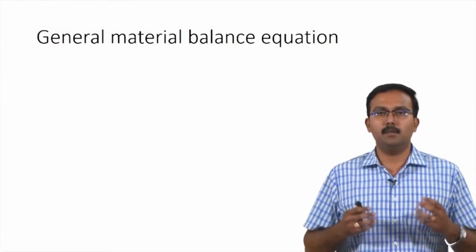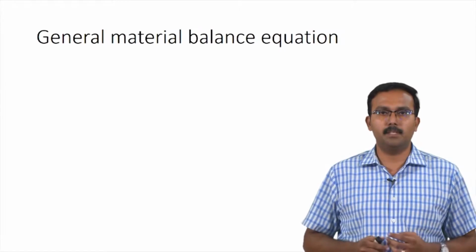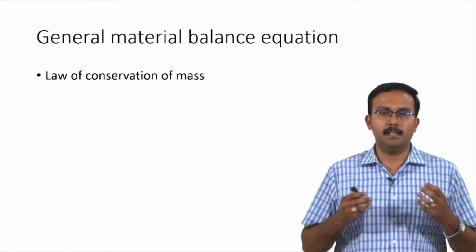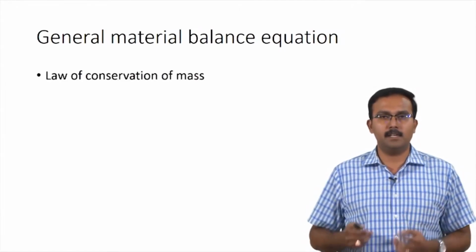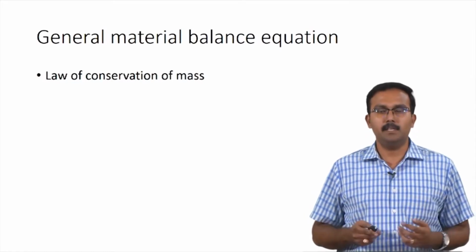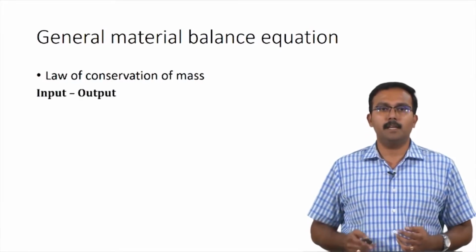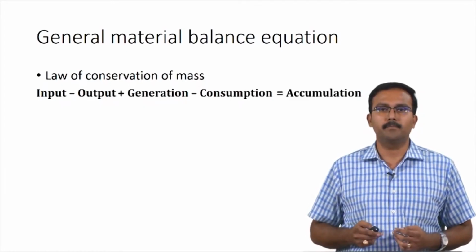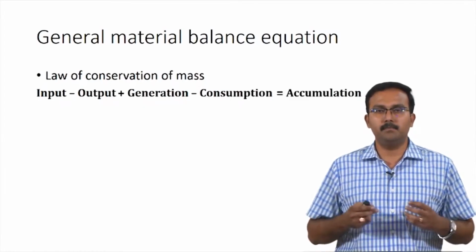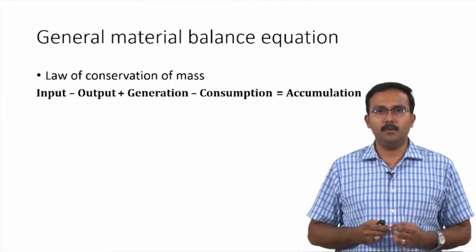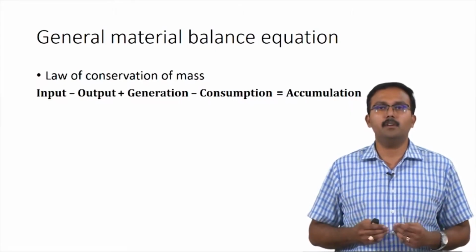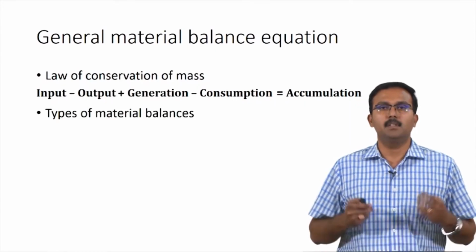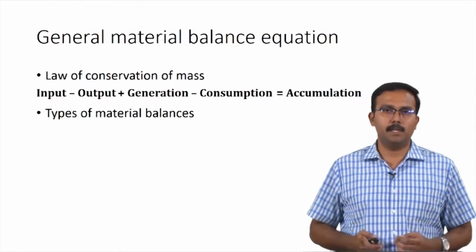Let us first start with what is the general material balance equation. So, material balance equations are based on the law of conservation of mass. So, the equation itself is input minus output plus generation minus consumption equals accumulation. So, using this general material balance equation, we have performed calculations for various types of systems.